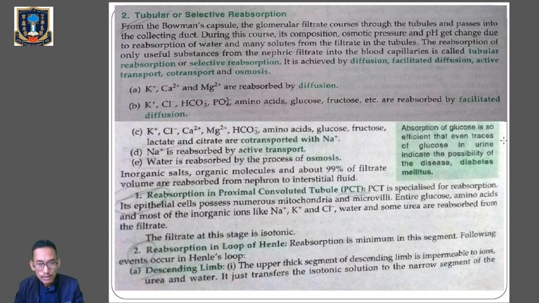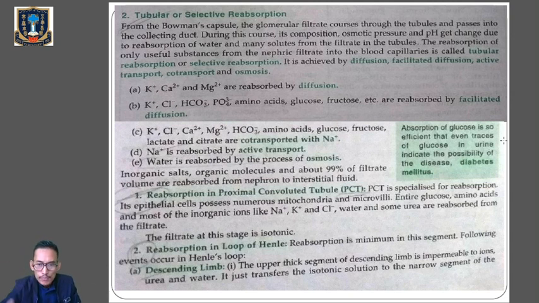Now we are going to talk about reabsorption in the tubular part and the collecting duct. First, reabsorption in the proximal convoluted tubule. The PCT is mainly concerned with reabsorption. Its epithelial cells have numerous mitochondria and microvilli. The PCT reabsorbs glucose, amino acids, and most of the inorganic ions like sodium, potassium, and chloride, with water and some urea.